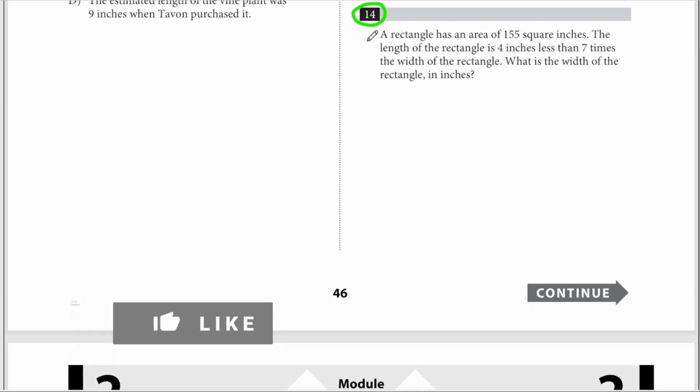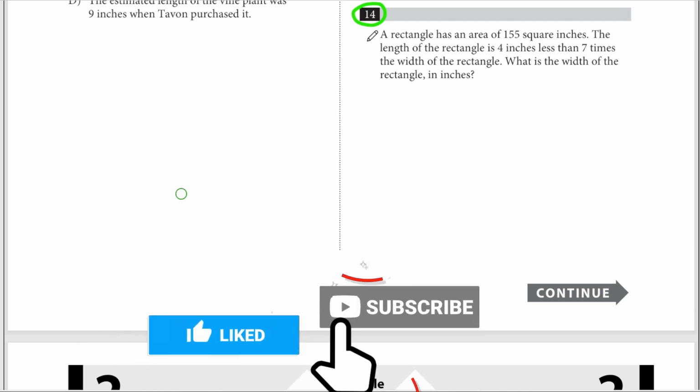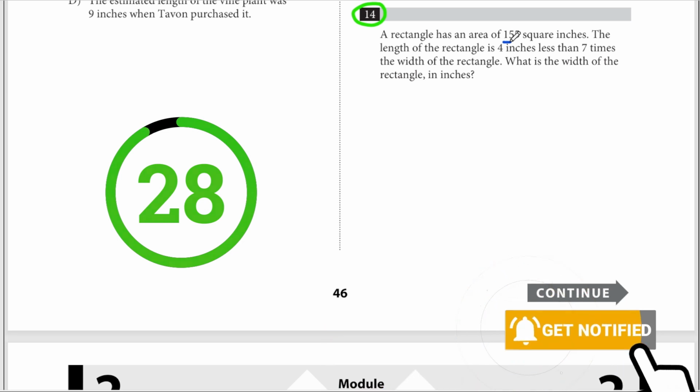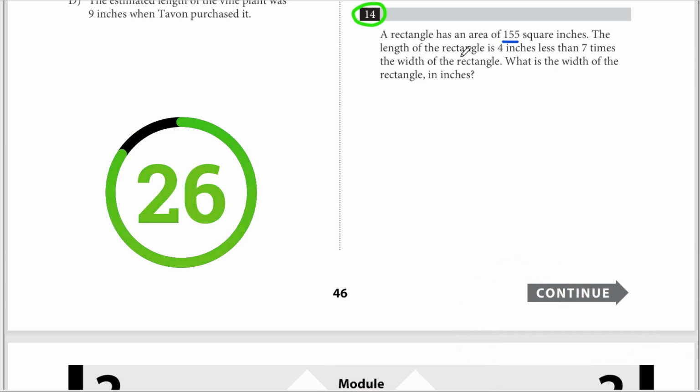So, how can you do this problem in 30 seconds or less? A rectangle has an area of 155 square inches. The length of the rectangle is 4 inches less than 7 times the width of the rectangle. What's the width of the rectangle?